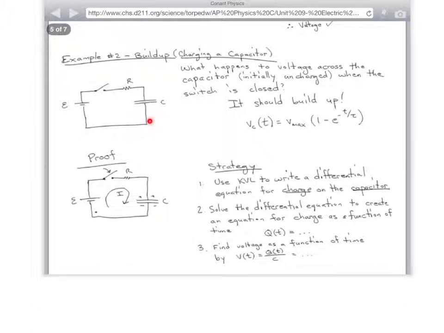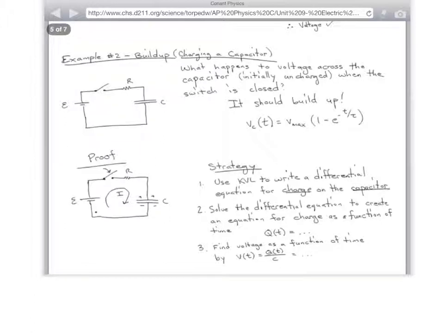None. Zero. But when I close that switch, what's going to happen? Charge is going to start flowing. And then eventually, after a long time, what's the current going to be? Zero. So current, once again, is going to decay. It's going to start off going like crazy and then decay away.